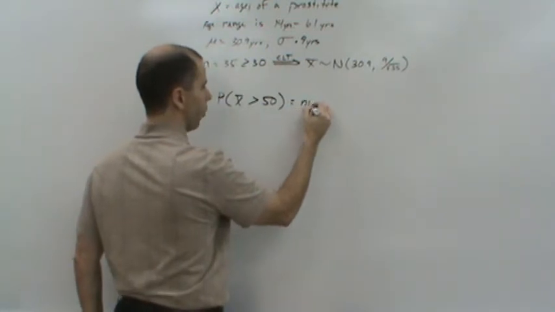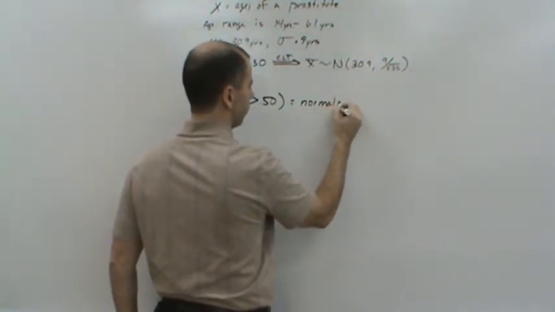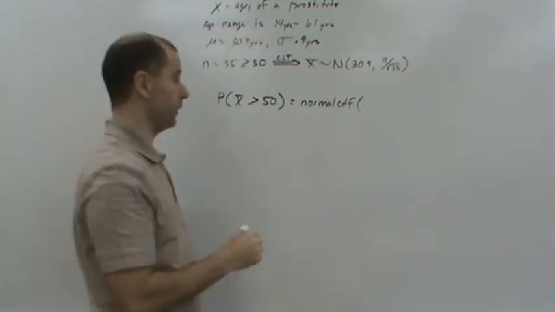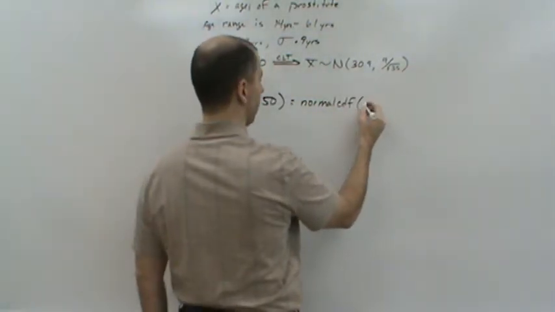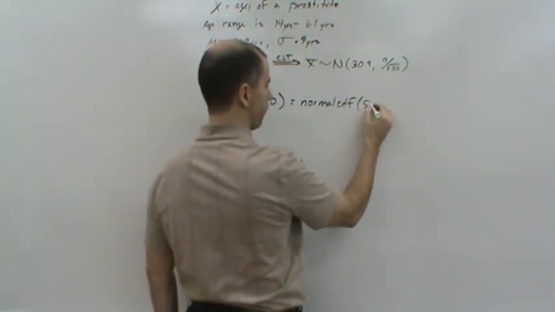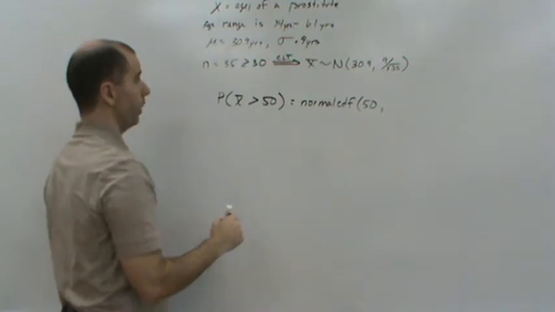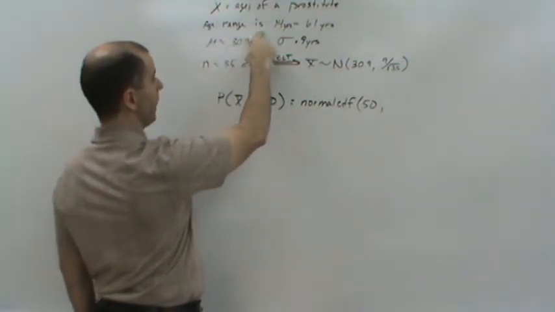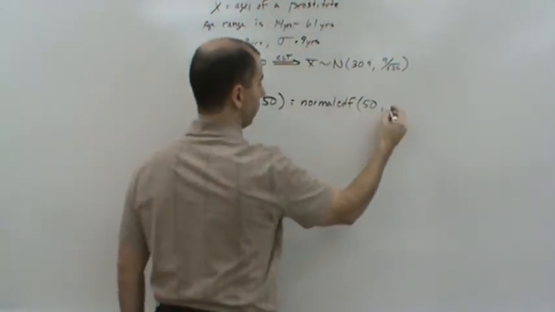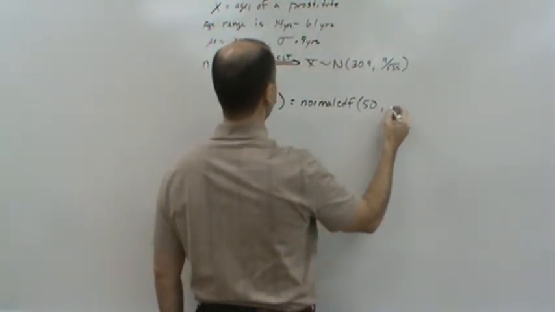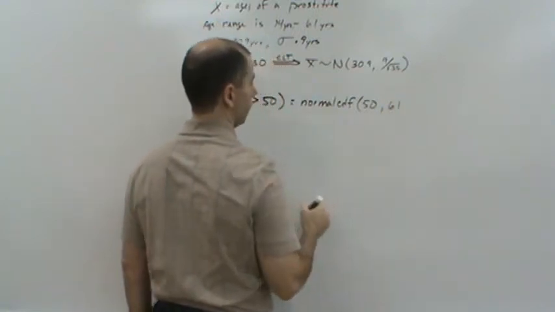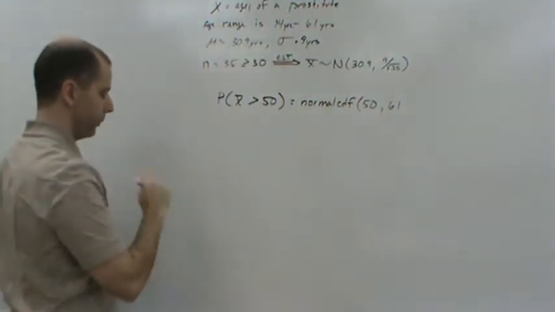We're going to use normal CDF to calculate the probability, the likelihood. Our lower bound is going to be 50. What's the upper bound? This is where our age range comes in, so it's going to be 61. Oh, actually, you know what? Let me back up. I did that other one.